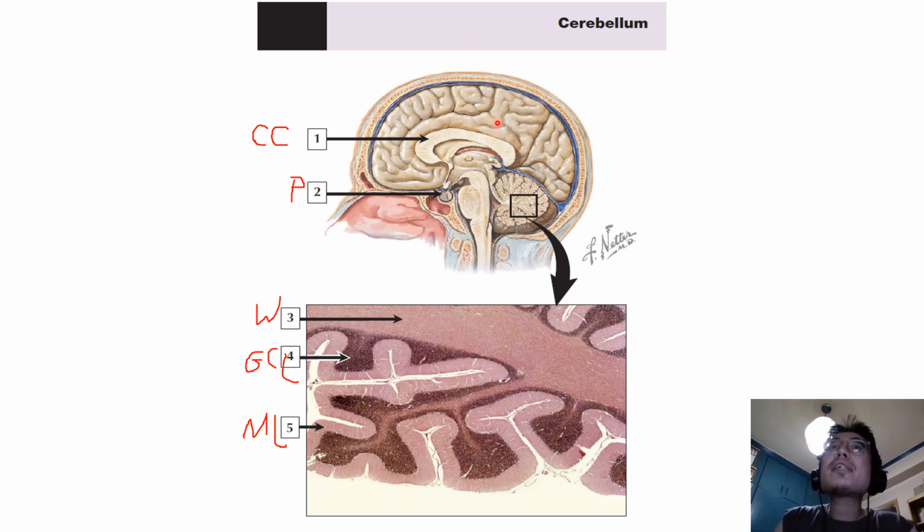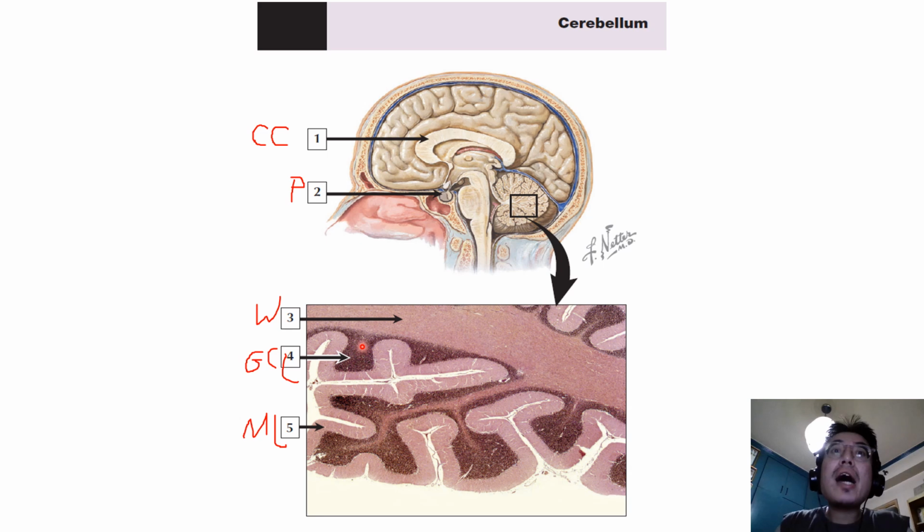Shown here is a schematic of the midsection of the same head we saw in the previous slide and a light micrograph of the cerebellum. To review, shown in number 1 is the corpus callosum, which is the central connection of the two hemispheres of the brain. Number 2 is the pituitary gland. 3 is the white matter, the central white matter of the cerebellum.